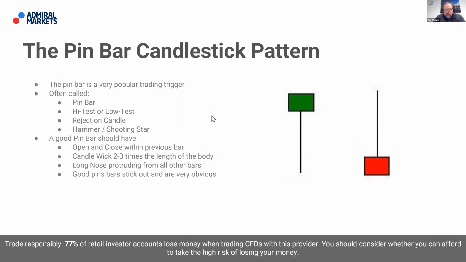Also, the rejection or reversal candlestick pattern is something simply called a pin bar, which you might call a high test or a low test, a rejection candle, a hammer, or a shooting star. It's a very popular, very visual candlestick pattern. Lots of people just try and trade them wherever they see them, but there's more to it than that. Understanding a pin bar is about the context, the market environment you find yourself in.